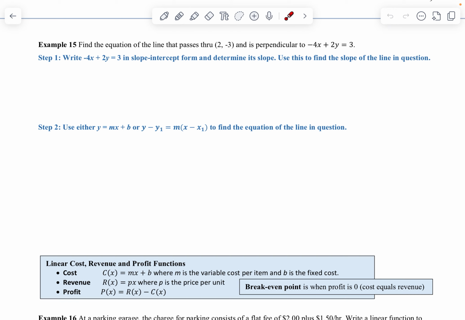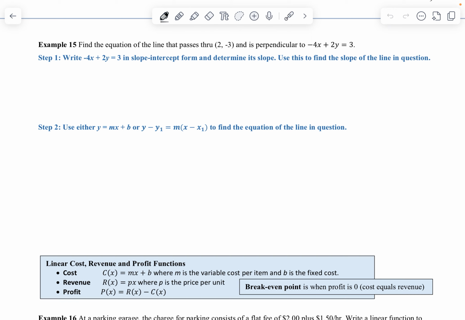That in turn will be the slope of the line we're actually trying to find, which we will do here in step 2 using either the slope-intercept formula or the point-slope formula, like we looked at in example 14, using one of those two methods. All right, so let's get started on this.